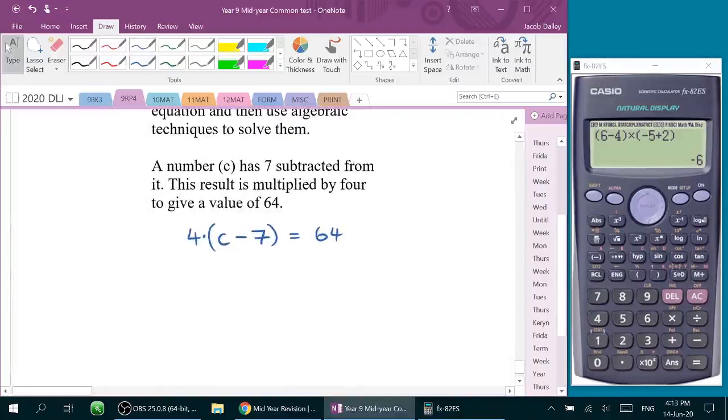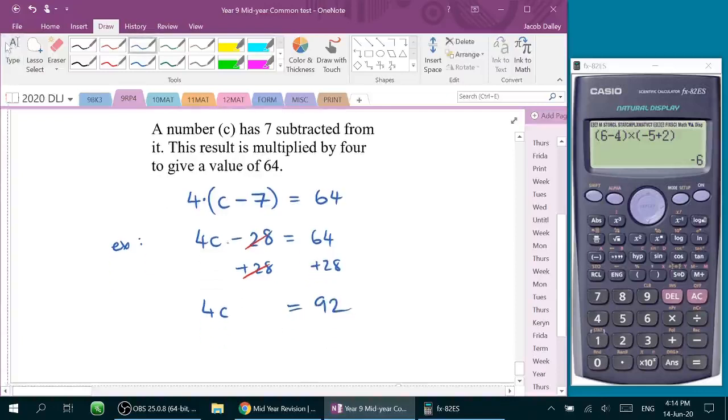So now we're going to use algebra to solve this. So let's expand our bracket. We're going to get 4c, then 4 times minus 7, minus 28, equals 64. So expand. Now we want to add 28 to both sides to cancel out the 28. So those are gone now. So we're going to get 4c is equal to 64 plus 28, which is 92.